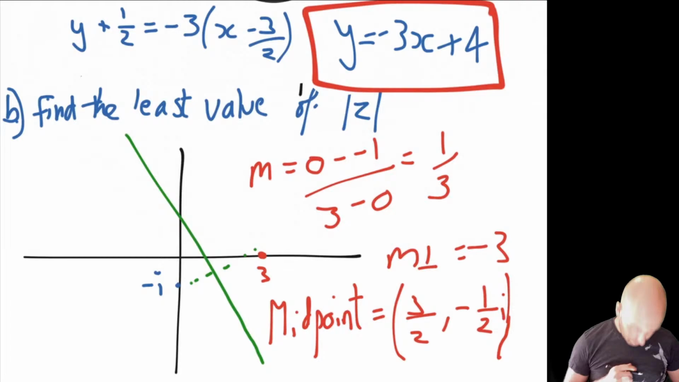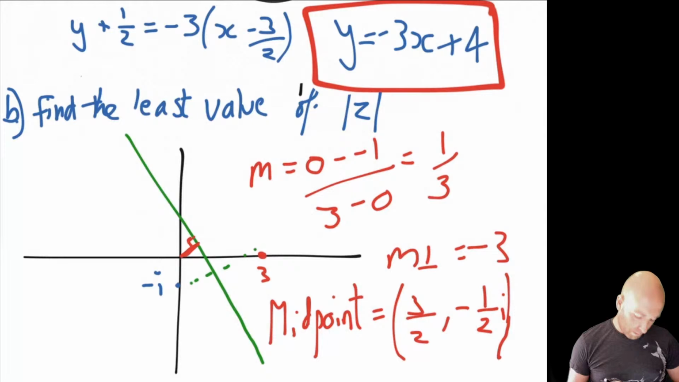Cool. Right, find the least value. This is kind of tricky. The least value is going to be the perpendicular length from the origin to the line. So we're trying to find the length of that little red line I've drawn there. The way we're going to do that is by knowing that this is a triangle. So, what do we know about this?